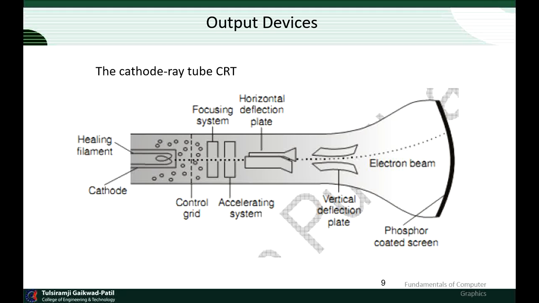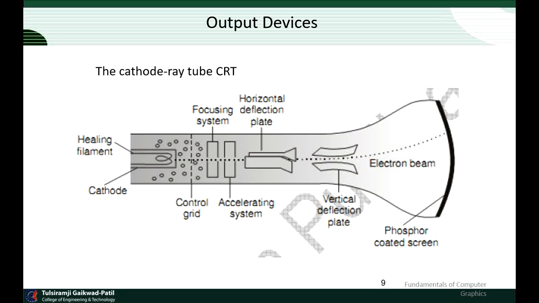Focusing system is used where that electron beam is to strike on the screen is decided by means of the focusing system. Then the accelerating system: what will be the acceleration rate, and how fast that electron beam will strike on the screen, that will be decided by means of the accelerating system. So the accelerating system is deciding the speed of the electron beam which will strike on the screen.